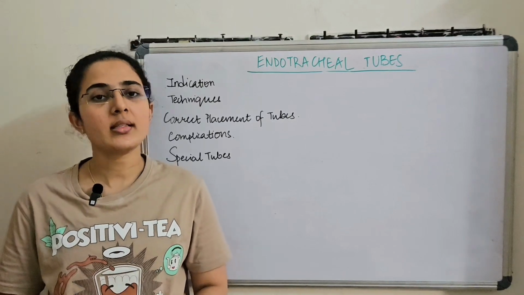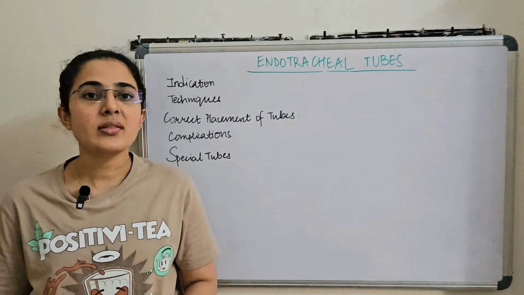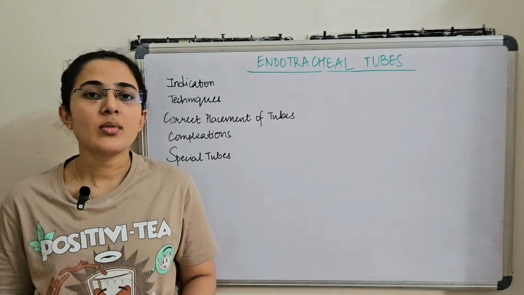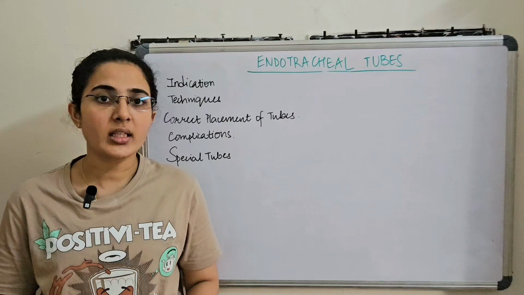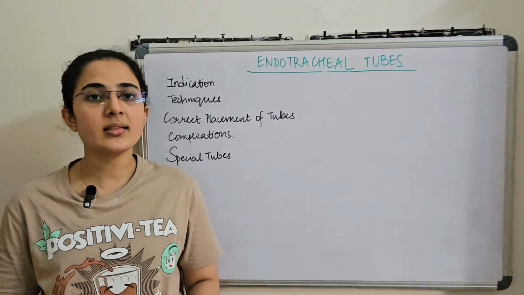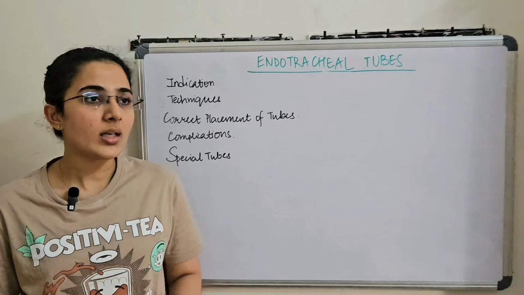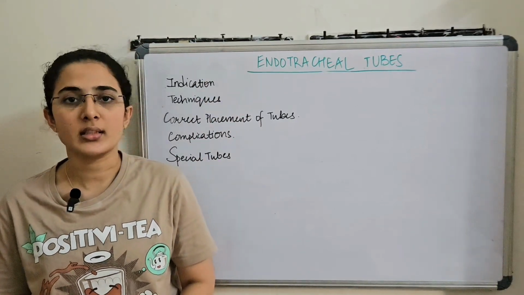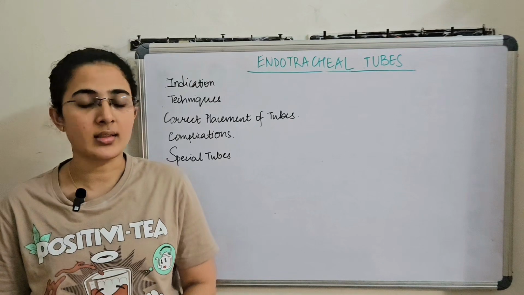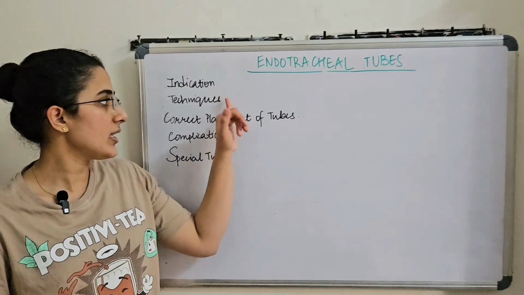Now, the emergencies where we have to intubate are a patient in CPR, patients who are gasping, patients unable to maintain their airway, or cases where tracheobronchial toileting is required. In these cases, emergency intubations are done. Okay, so we finished the indications of endotracheal tube intubation. Now coming to the various techniques.